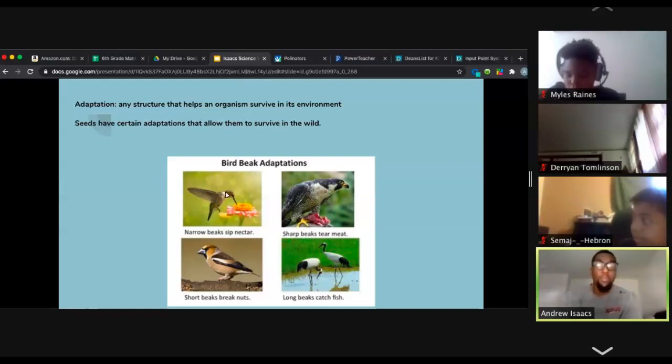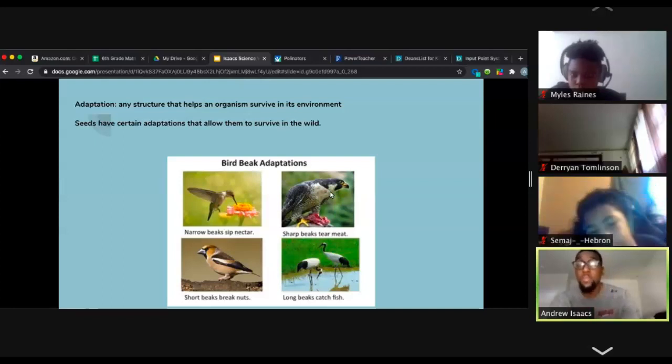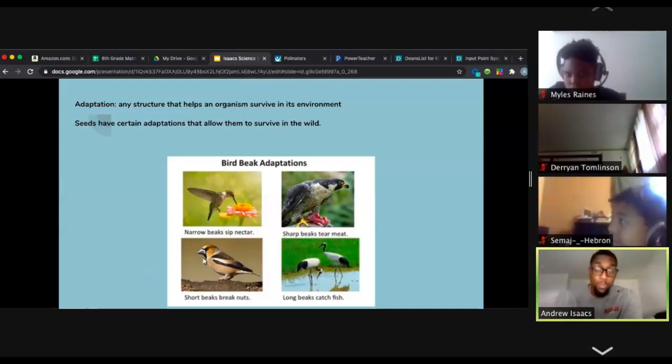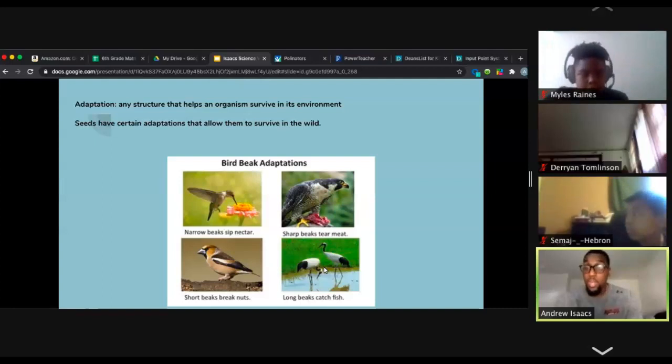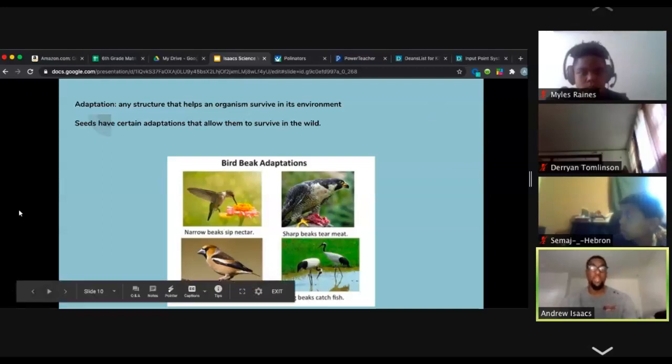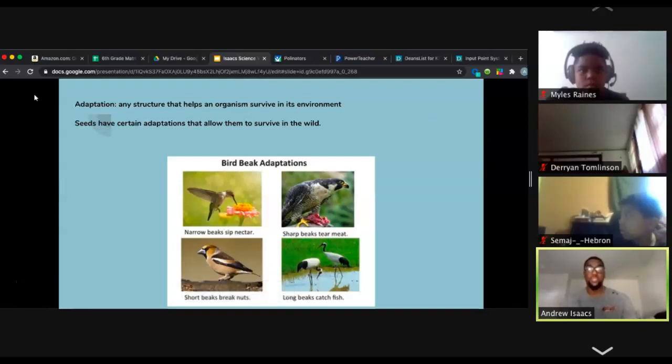So the hummingbird has a long beak so that it can get the nectar from flowers. We have the hawk that has a sharp beak because it needs to be able to rip meat. You have the regular city bird that has a small beak so it can break up nuts, and you have the crane that has the longer beak so that it can catch fish, right? Similar to birds and other animals that have adaptations so they can survive, seeds also have adaptations as well, right? There are different things that they need so they can survive.